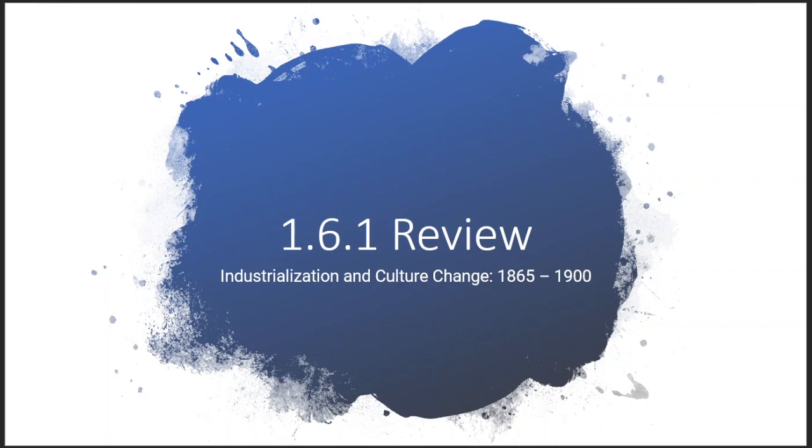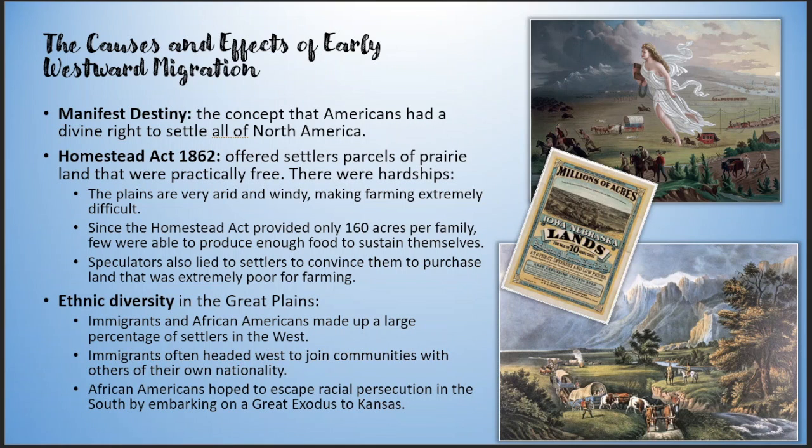Okay, so we're just going to look over a few of the concepts that you've covered over this period, 1865 to 1900, with industrialization and culture change that was taking place in the United States. Okay, so some of the causes and effects of early westward migration.